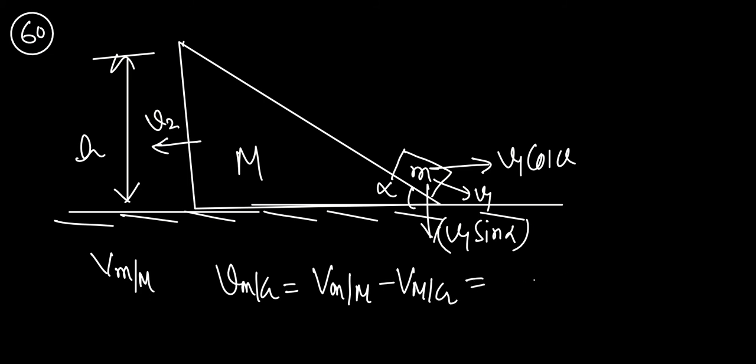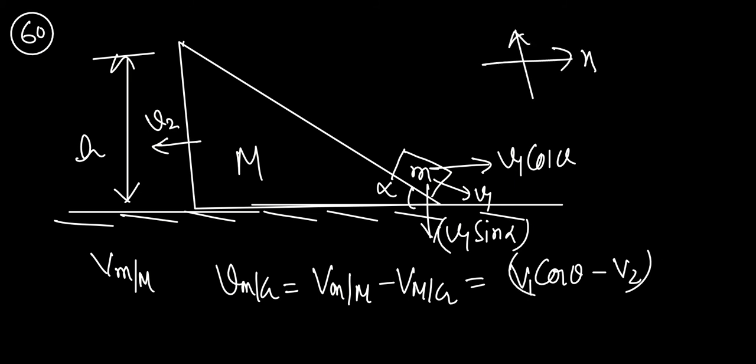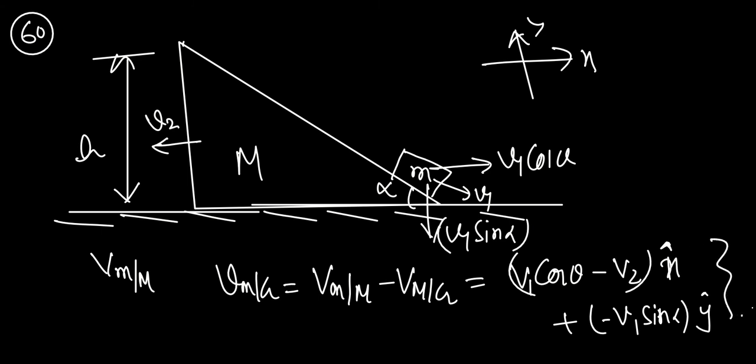So we will have (v1 cos alpha minus v2). Let this be the x axis and let this be the y axis. So this is i cap or x cap, plus minus v1 sin alpha y cap. So this will be the velocity of the small m with respect to ground.